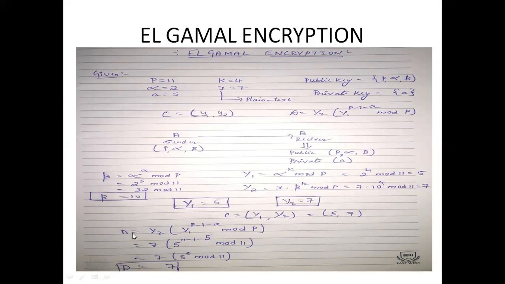Now we need to decrypt. So we need to convert the ciphertext back to plain text. We have a formula d equals y2 times y1 to the power p minus 1 minus a, mod p, where y2 is 7 and y1 is 5, raised to the power p, which is 11, minus 1, minus a, which is 5, mod p. So 7 times 5 raised to the power of 5, since 11 minus 1 is 10 and 10 minus 5 is 5. 5 raised to the power of 5 mod 11, we get my d value equal to 7.